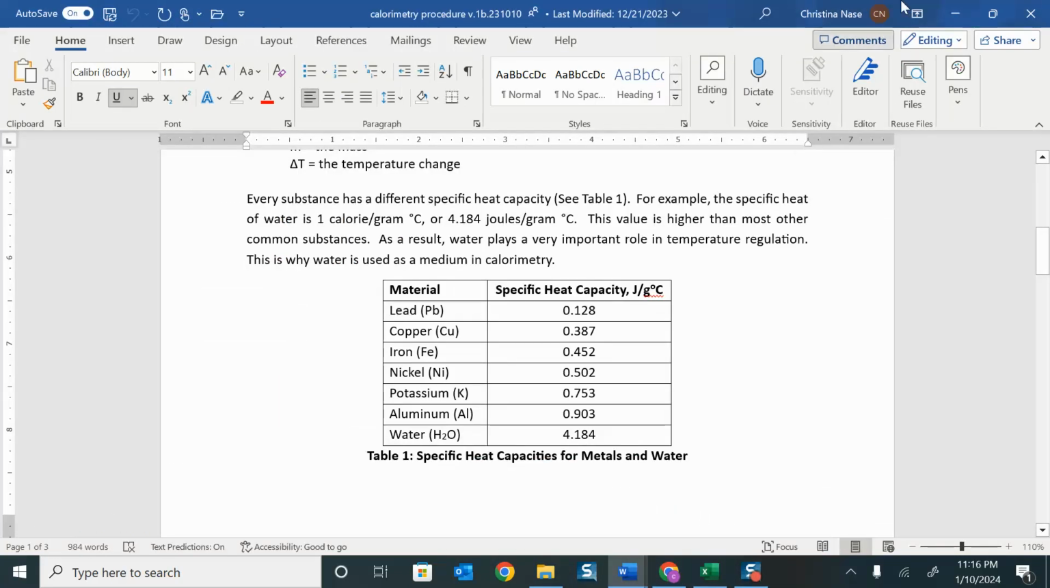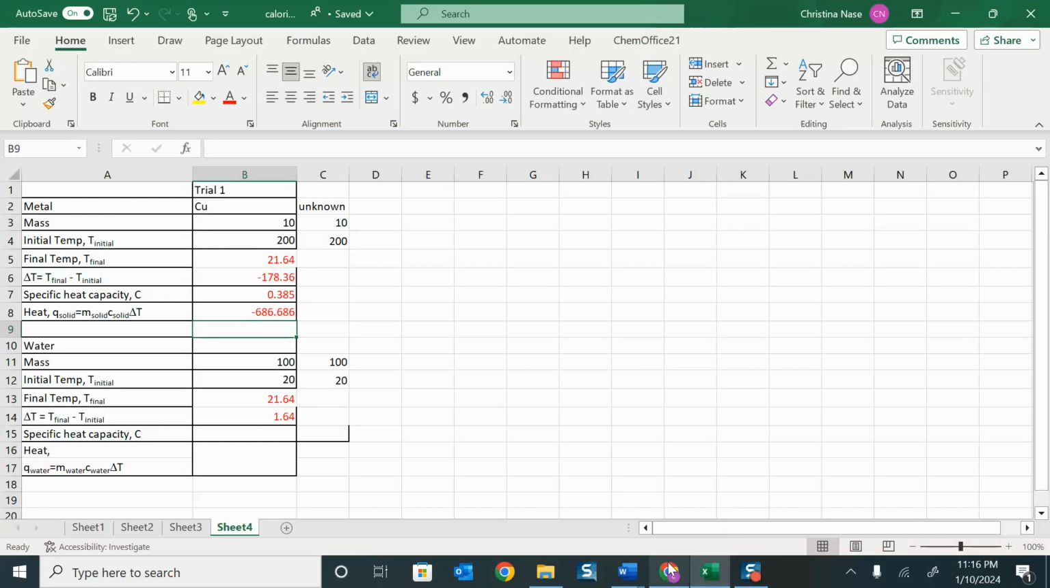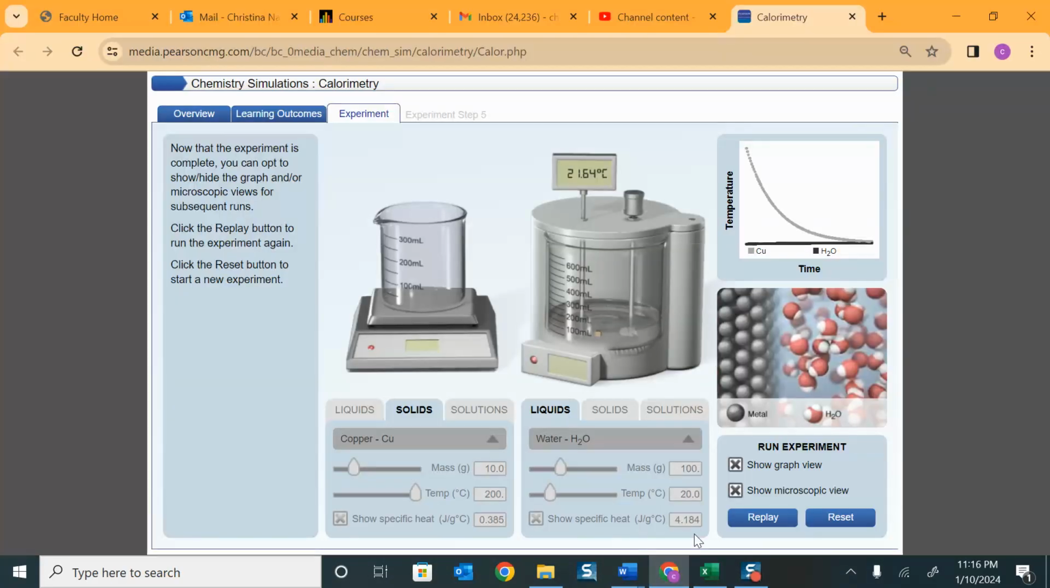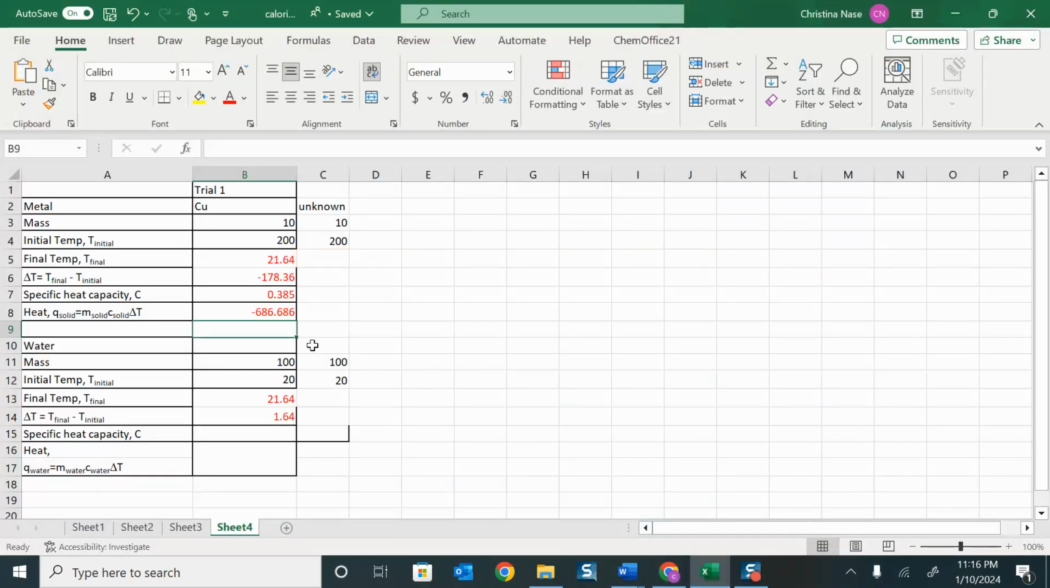There, 4.184. That should also be the same in the simulation, but I don't think I checked the box. Oh, there we go, 4.184. I did check the box. There we go. Here, 4.184. And we can find heat the same way.